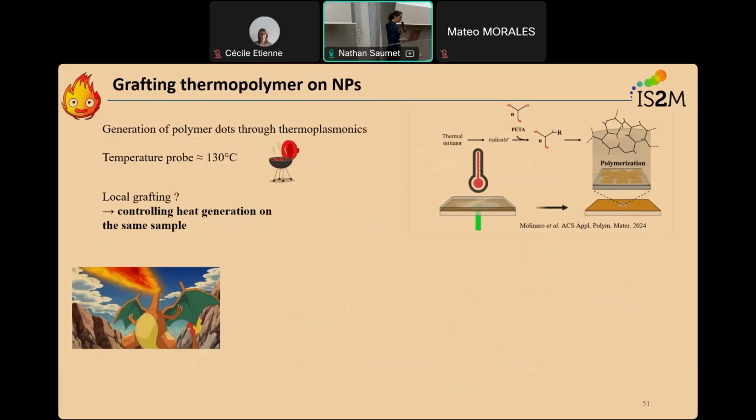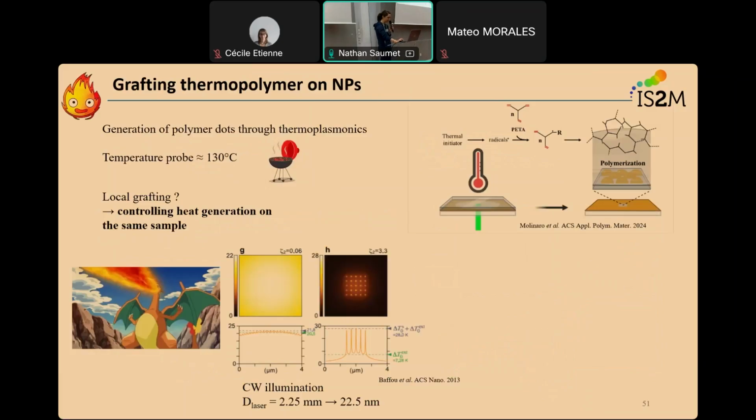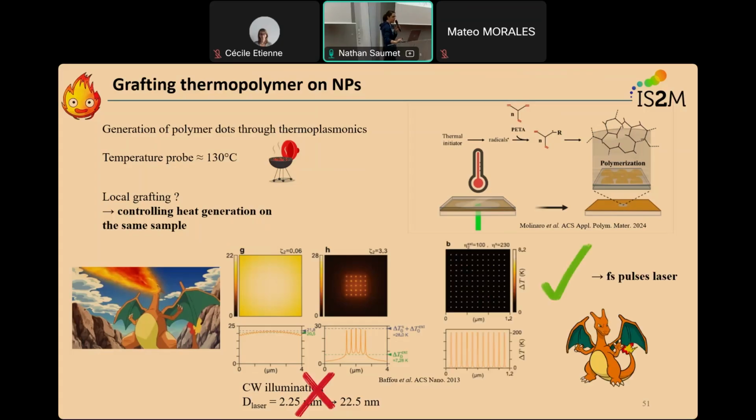And what I wanted to do is to graft polymers, but locally at the nanometric size. And to do that, I need to control heat generation on the sample, because I don't want to have this regime anymore. I want to be in the confinement regime. And if I want to keep my laser, so continuous wave illumination, I will need to focus the laser to 20 nanometers, which is not possible. Another way to do that is to use the femtosecond pulse laser in order to have confinement regime inside my samples.